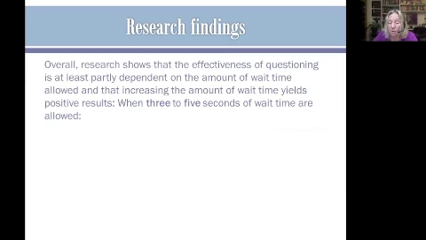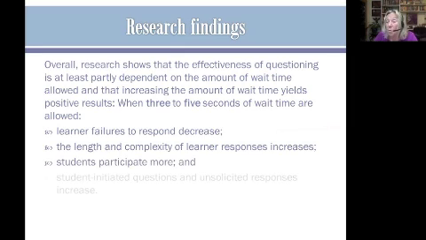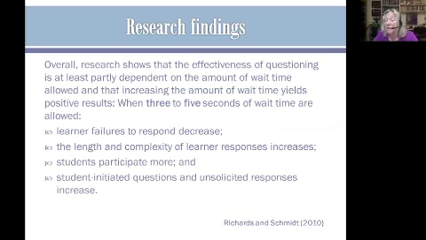Okay, so here's what the research shows us. It says that if you leave more time, anything from 3 to 5 seconds of wait time is what is considered optimal by the research. Here's what happens. Learners' failure to respond decreases, so more learners answer. The length and the complexity of learner responses increases, so the students say more, and what they say is more complex and more linguistically sophisticated. More students participate willingly, and students actually ask questions of their own. And they may also respond even when they're not called on. So unsolicited responses increase. This is research from Jack Richards and Dick Schmidt in 2010.